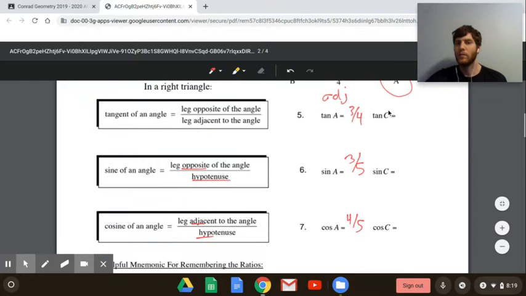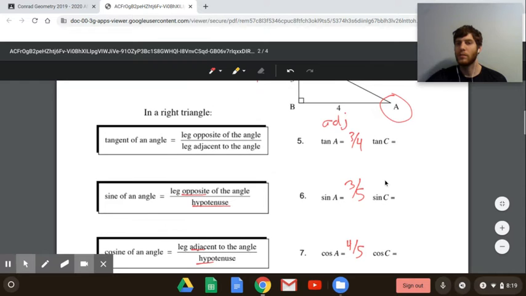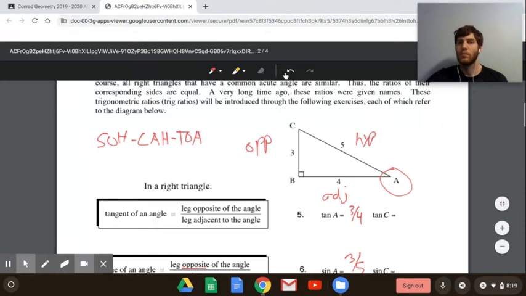Okay. And then for 5, 6, and 7, they then want the tangent, sine, and cosine of C. So again, when you change the angle, the side that's adjacent and the side that's opposite are going to change. They're basically going to switch. So if instead of looking at angle A, we look at angle C, the hypotenuse stays the same. That's still across from the right angle. But now this other side, AB, is the one that's across from the angle in question. So that becomes opposite. And then this side, BC, becomes adjacent.